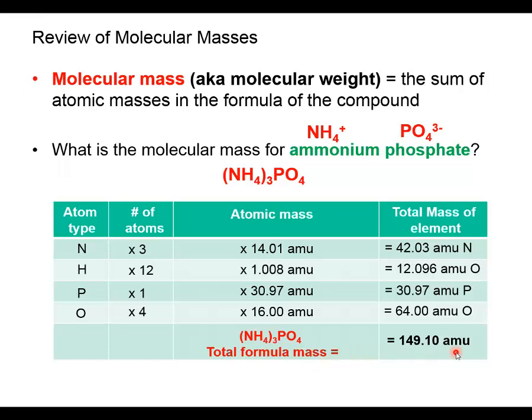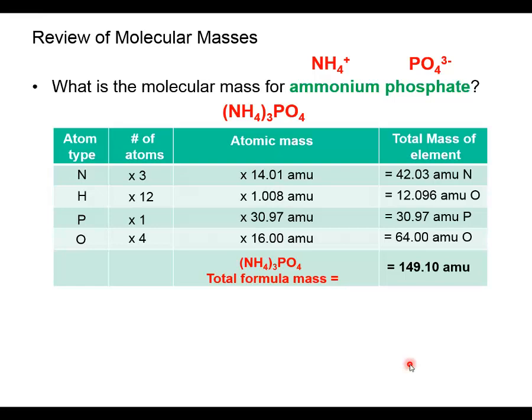Now, if I wanted to know its molar mass, the molar mass would merely be if I had a mole quantity, meaning 6.022 times 10 to the 23rd of the ammonium phosphate formulas, I would have 149.10 grams for every 1 mole of this substance. So that would give me my value for both.